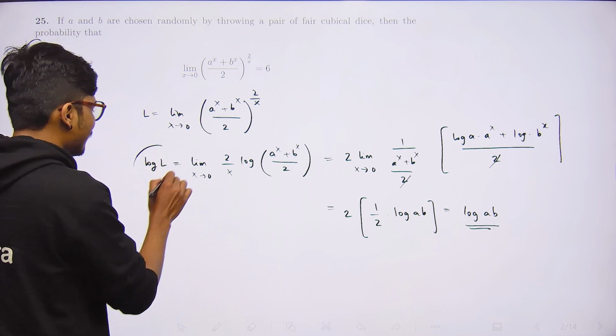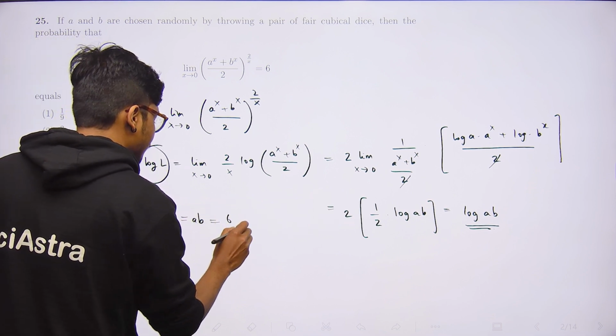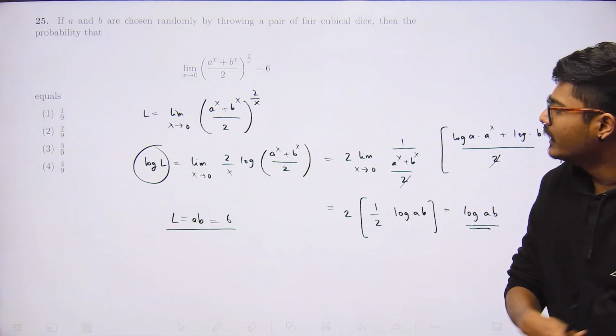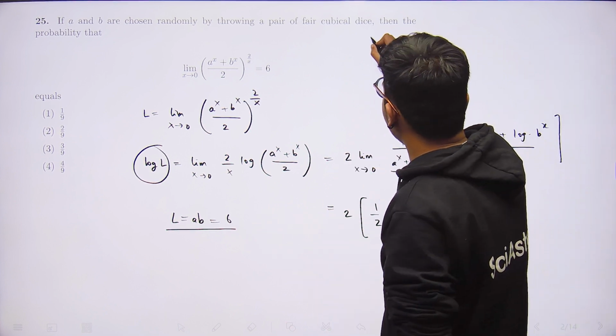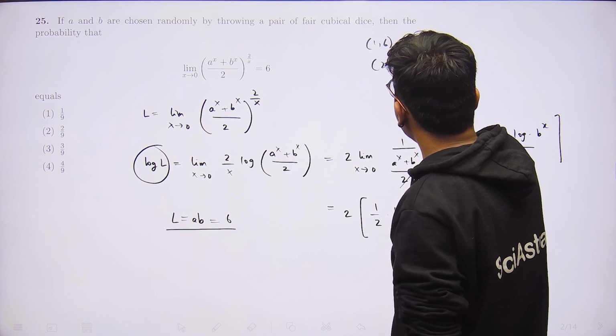So this is log of L, right? So what is the value of the limit? L is equal to AB, right? And this value is given as equal to 6. So we basically want the product of the two numbers we get after throwing the dice to be equal to 6, right? So what are the possibilities? It can be 1 6, 6 1, or 2 3, and 3 2.